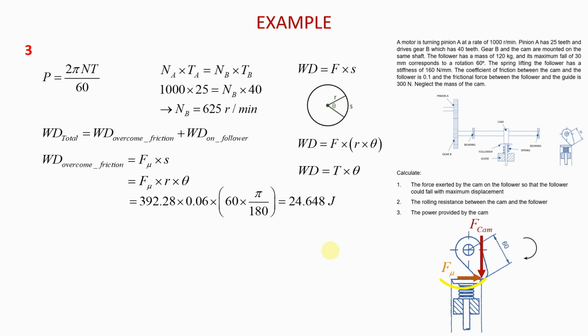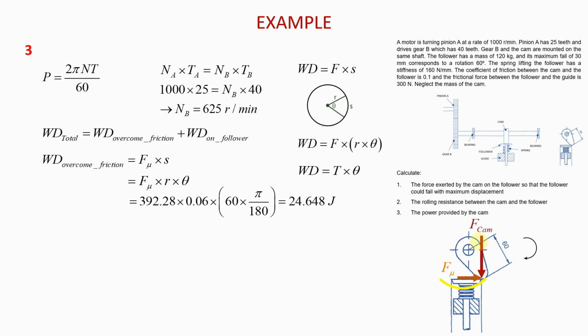And so if we do that, we can easily get the work needed to overcome friction as 24.648 joules. Sorry, it's not the force, but rather the work needed to overcome friction. It's in joules, it's work done. Okay, it's 24.648 joules. And once we have that, we can now find the work done on the follower. Now, the work done on the follower is not following a circular path.